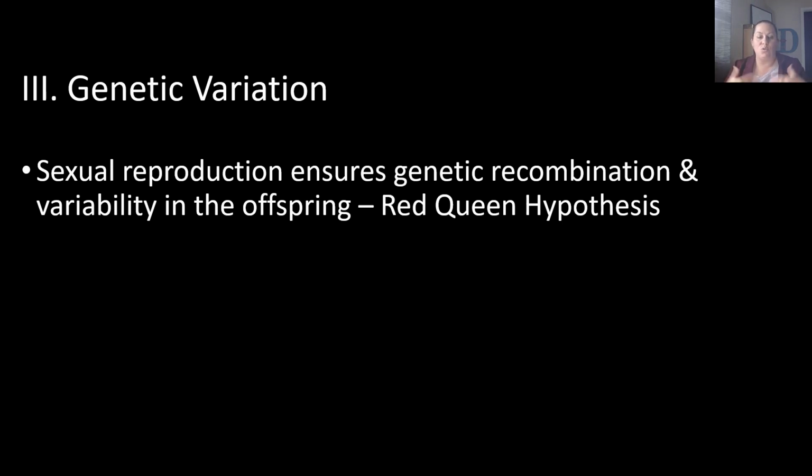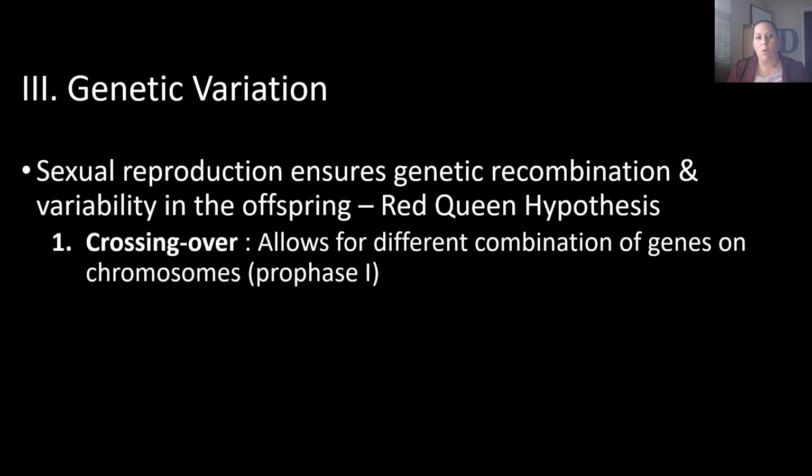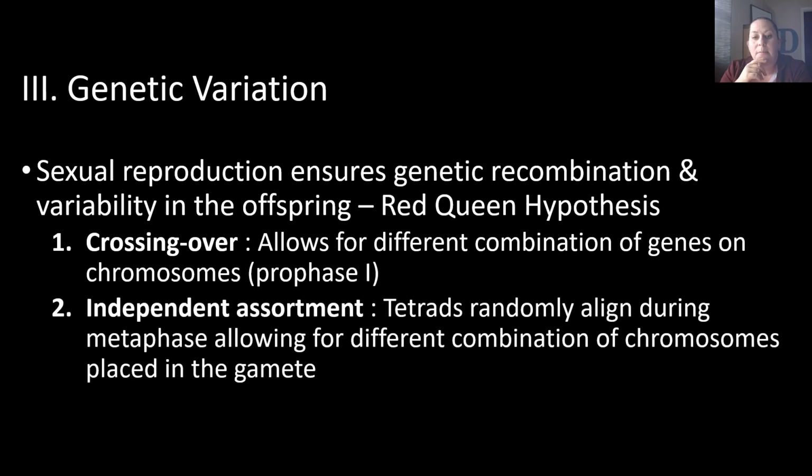Okay, so this again is why it's really important that genetic recombination does occur when we're talking about this idea of new pathogens that potentially come in, new environmental things that we want to help protect our species against. And what helps in this whole process is that we do have crossing over that takes place. This allows for different combinations of genes on those chromosomes. And remember, this takes place during prophase 1. There's also something called independent assortment, and this is where the tetrads randomly align during metaphase, allowing again for different combinations of mom and dad's chromosomes going into different egg and sperm, which makes each of them very much unique.